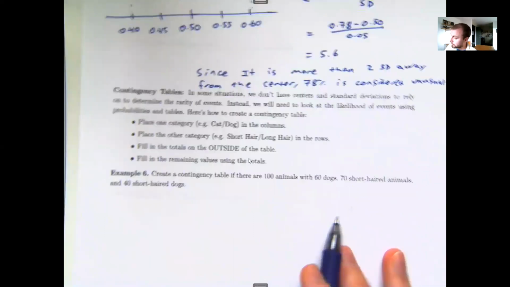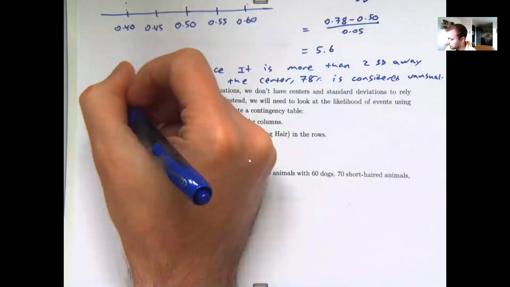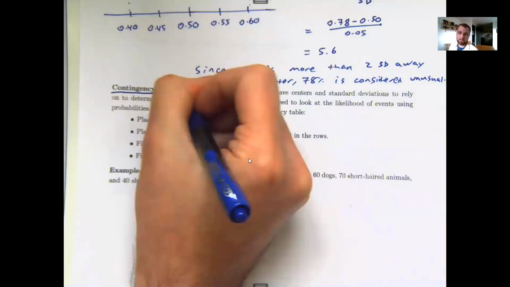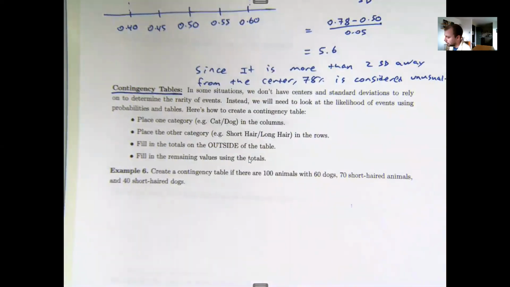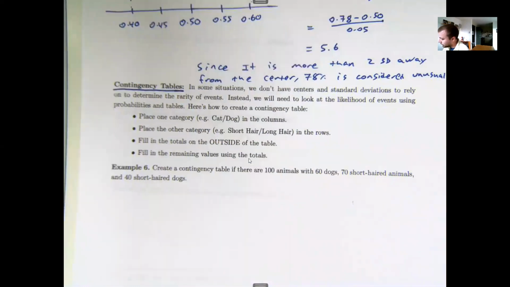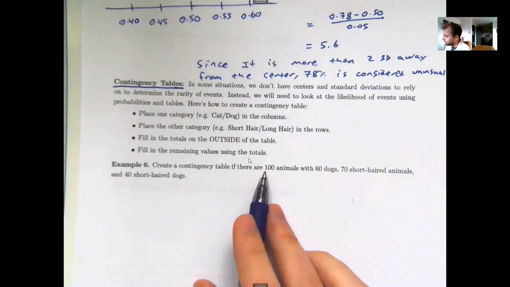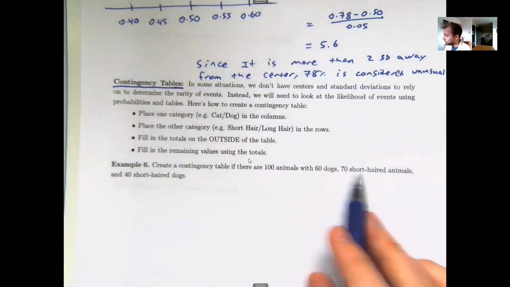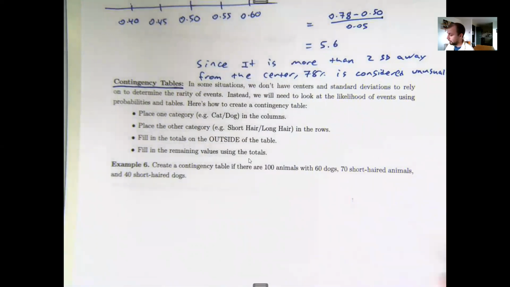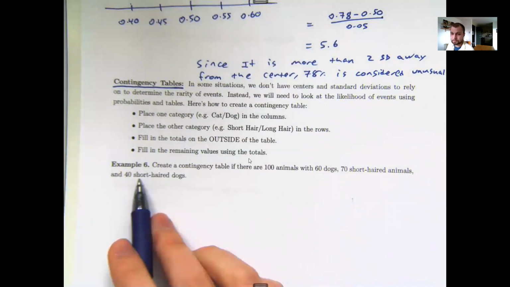And I'm going to display things here using something called a contingency table. So when we don't have centers and standard deviations to rely on, we try to make grids to see what's happening. So make a table to explain what's going on if there are 100 animals with 60 dogs. The rest of them we'll consider to be non-dog. 70 are short-haired. The rest we'll consider to be not short hair. And 40 are short-haired dogs.